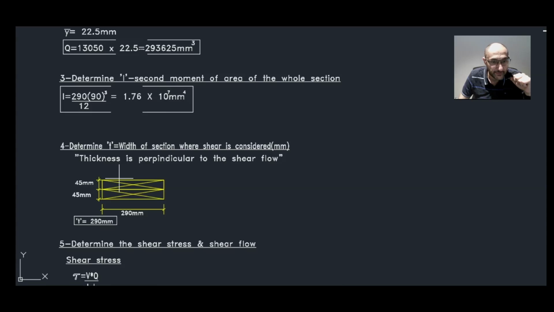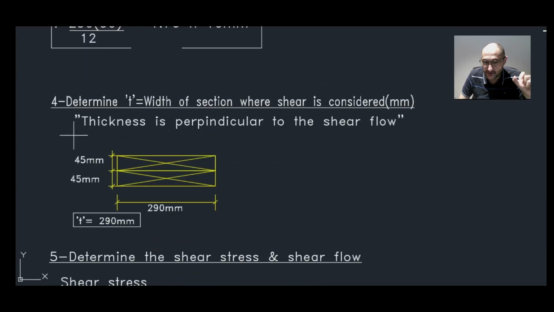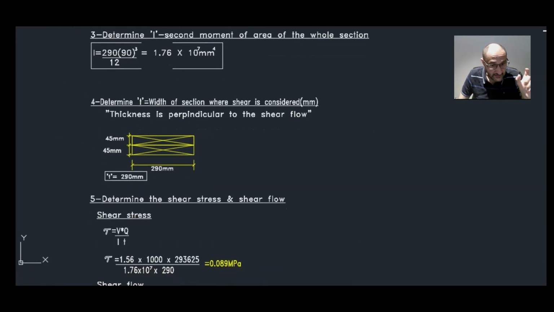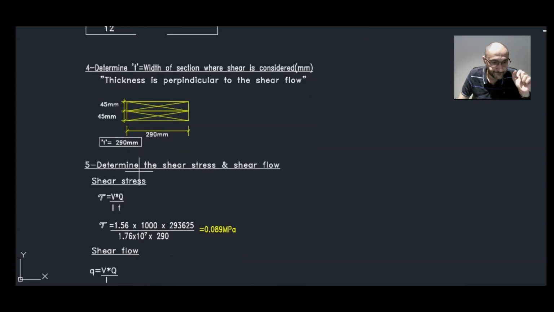The fourth step is to determine the width of the section where shear stress is considered. Now the width or thickness is always perpendicular to the shear stress or to the shear flow. In this case, the shear flow is into the page, between that interface of the two beams. Therefore, the width or thickness is 290 millimeters.